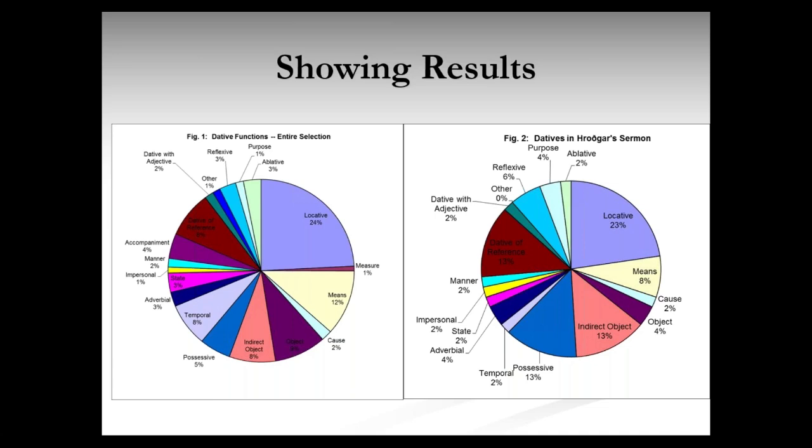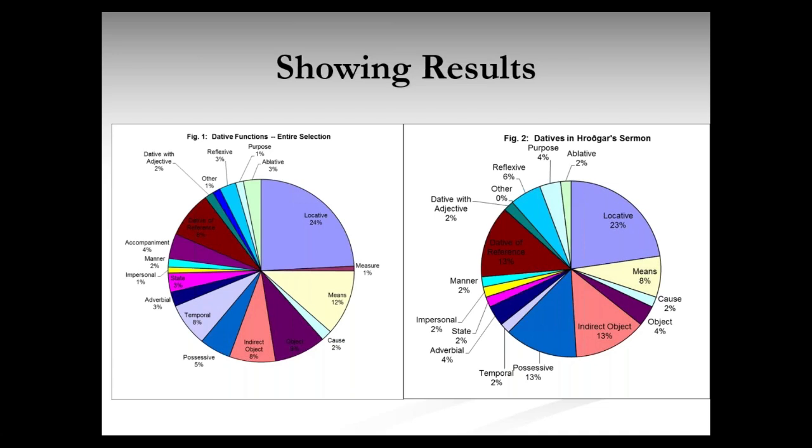So I then made some fun little diagrams, which really help to visualize how some of the different functions are used. You can see the one there on the left represents the entire selection of 1,000 lines that I was working with, and you can see the locative takes up almost a quarter of the entire uses. And then you can see on the right that that's specifically Hrothgar's sermon. And there's a significant amount of difference in how the datives are used there versus overall.